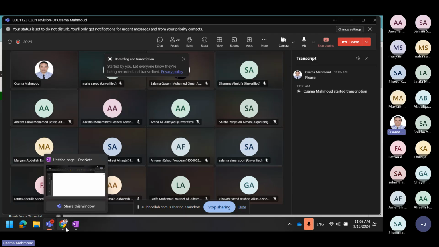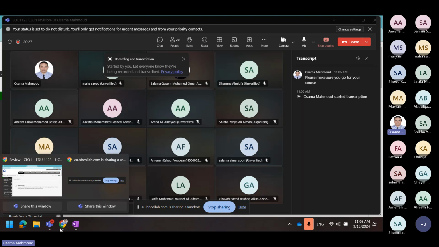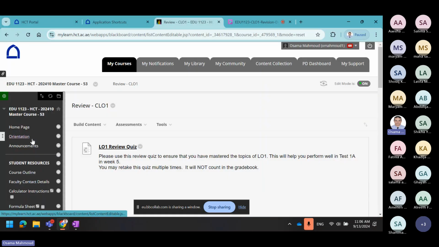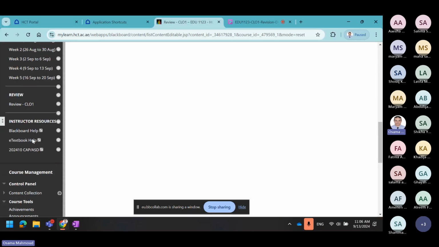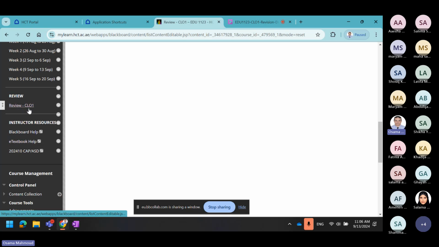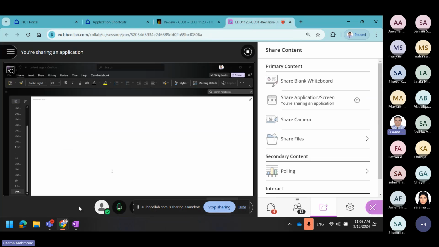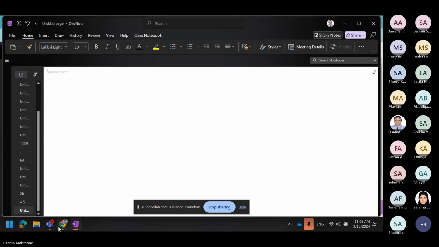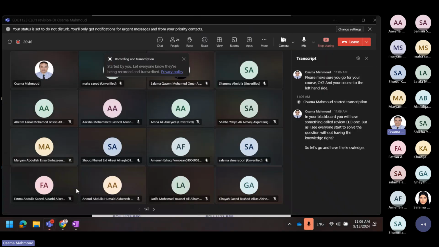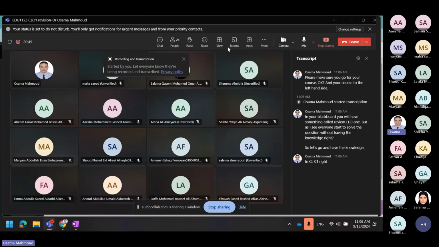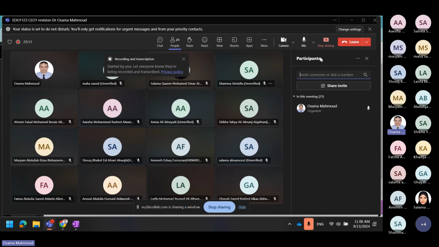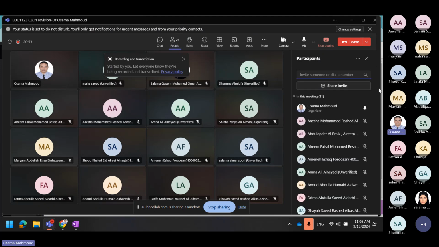Make sure you go to your course, okay? In your course, on the left-hand side in your Blackboard, you will have something called Review CLO1. But as I see, everyone starts to solve the question without having the knowledge, right? So let's go and get the knowledge in CLO1. What are we going to share together now?